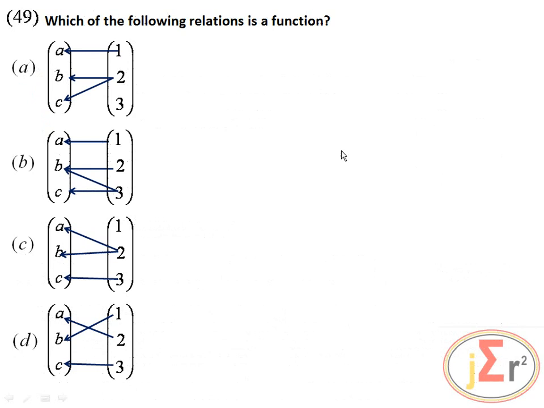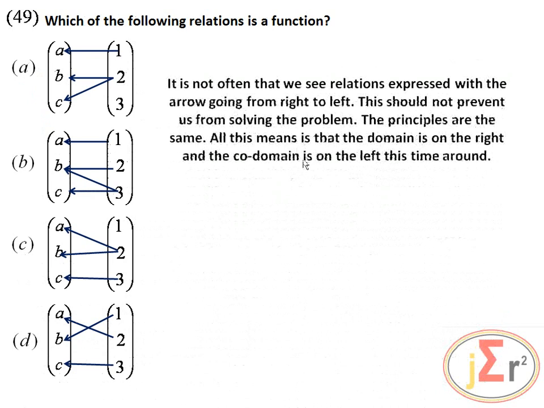Which of the following relations is a function? It is not often that we see relations expressed with the arrows going from right to left. This should not prevent us from solving the problem. The principles are the same. All this means is that the domain is on the right and the codomain is on the left.